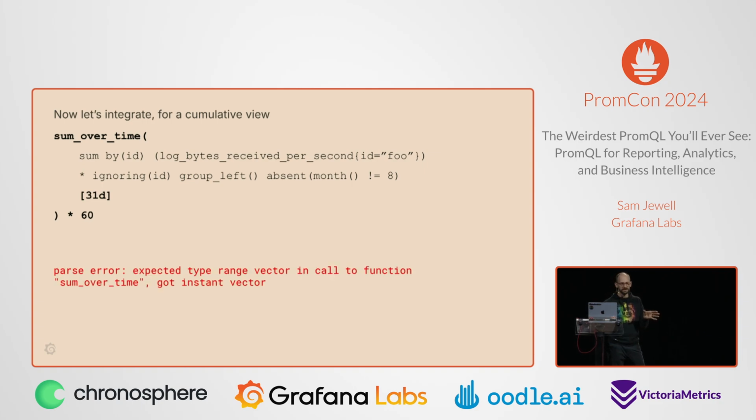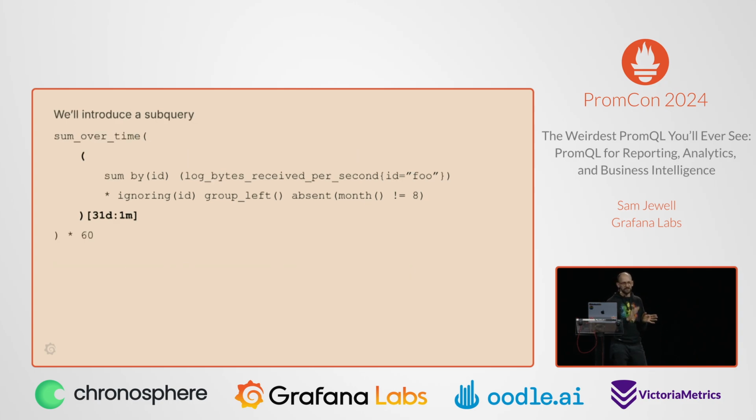This one does not work yet. It wants a range vector. So in order to give it a range vector, we'll do the same thing we did before, actually. We'll turn this into a subquery. And we'll make sure that the subquery evaluation interval, that 1 minute, is going to match the 60 so that we get the right numbers.